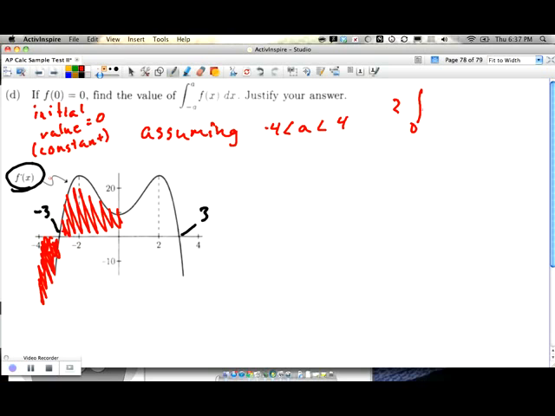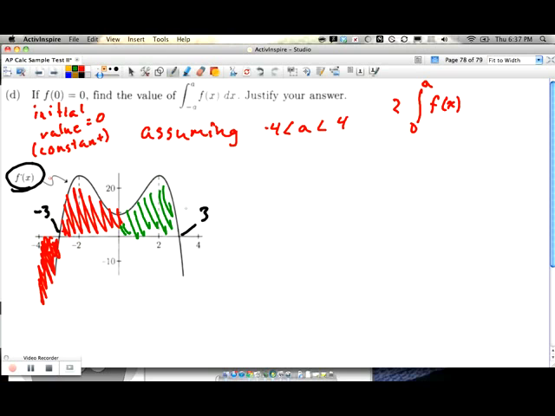Because it's even. How do we know that? Because we're looking at this going from negative a to a. Like, for example, if I went from negative 2 to 2, this is balanced on the left side and the right side. In other words, the green and the red are the exact same. So it's just going to be equal to 2 times the integral from 0 to a of f of x.